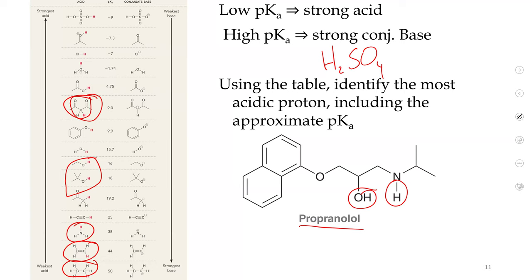The most acidic is the one where the functional group is highest on this list. We don't have any carbonyls, so we're not looking at this area up here. We have an alcohol, we have an amine, and we have carbon hydrogens. So out of those, the alcohol is going to be the most acidic.